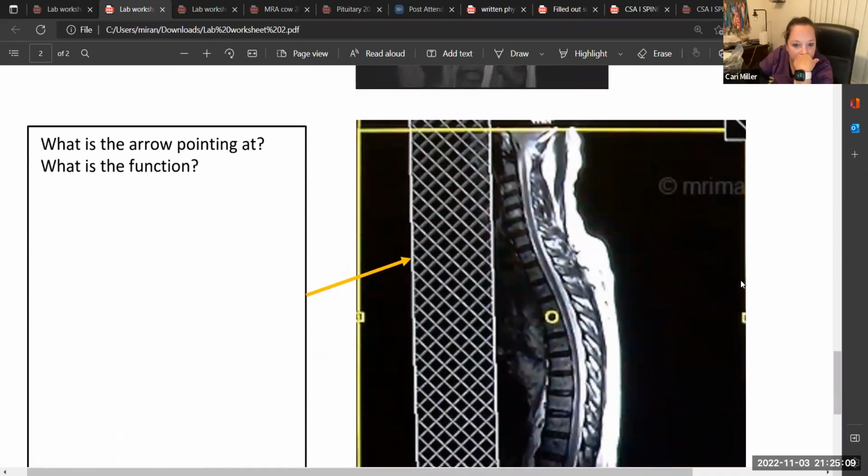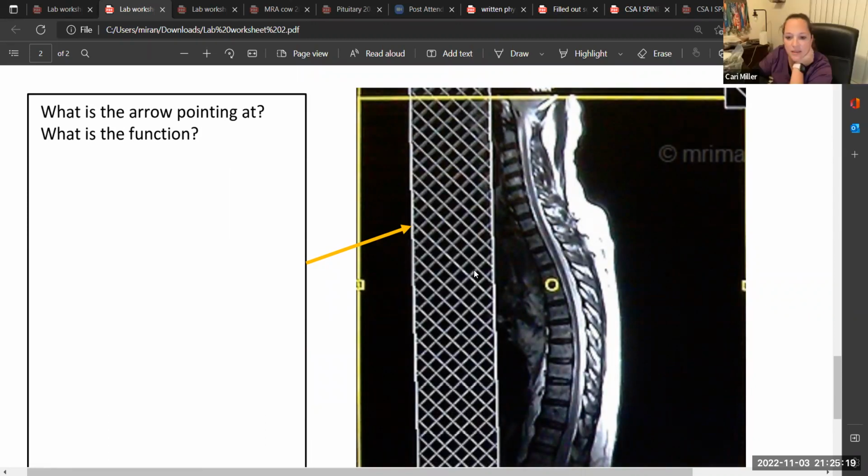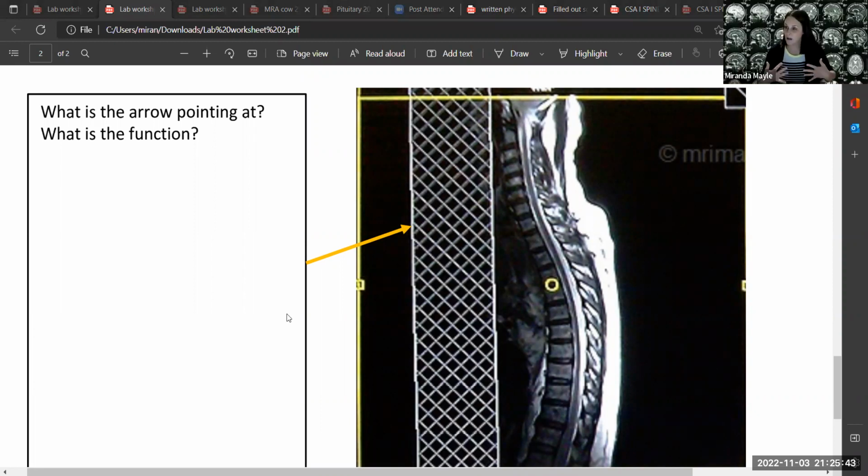All right. What is this right here? Who knows? Saturation band. Why would we use that? Well, you're thinking of how we use a saturation band in the brain to avoid venous contamination or arterial contamination, but we can use saturation bands to minimize motion as well. So this is to prevent that motion artifact from those lungs that are constantly moving while we're imaging.